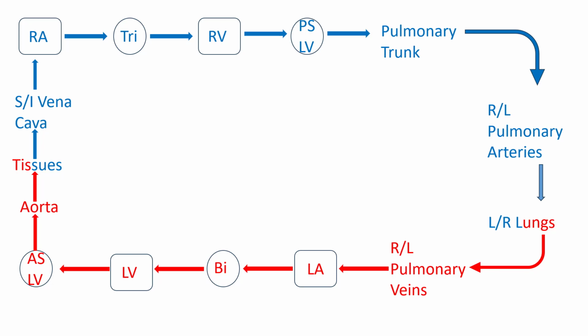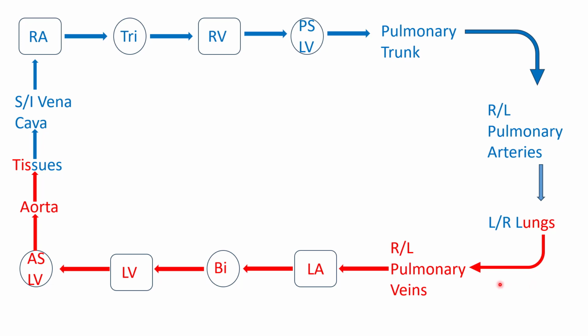So what I meant when I said we could have started anywhere, I could have just as easily started in the left atrium instead of the right atrium. I could have started at the pulmonary semilunar valve. I could have started at the aorta. It doesn't matter because the entire thing is a circuit.